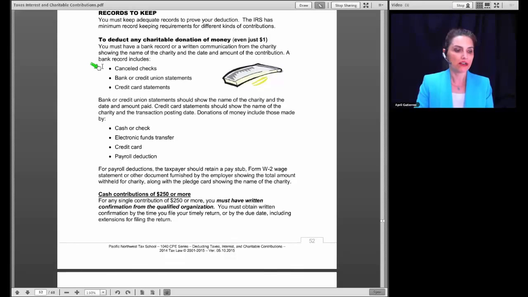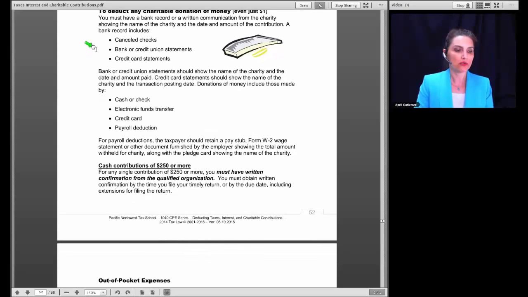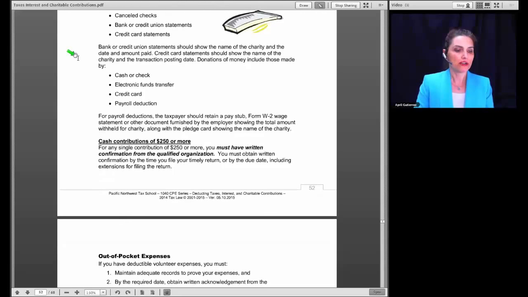A bank record includes canceled checks, bank or credit union statements, or credit card statements. Bank or credit card statements should show the name of the charity, the date, and the amount paid. Credit card statements should show the name of the charity and the transaction posting date. And donations of money should include those made by cash or check, electronic funds transfer, credit card, or payroll deduction.